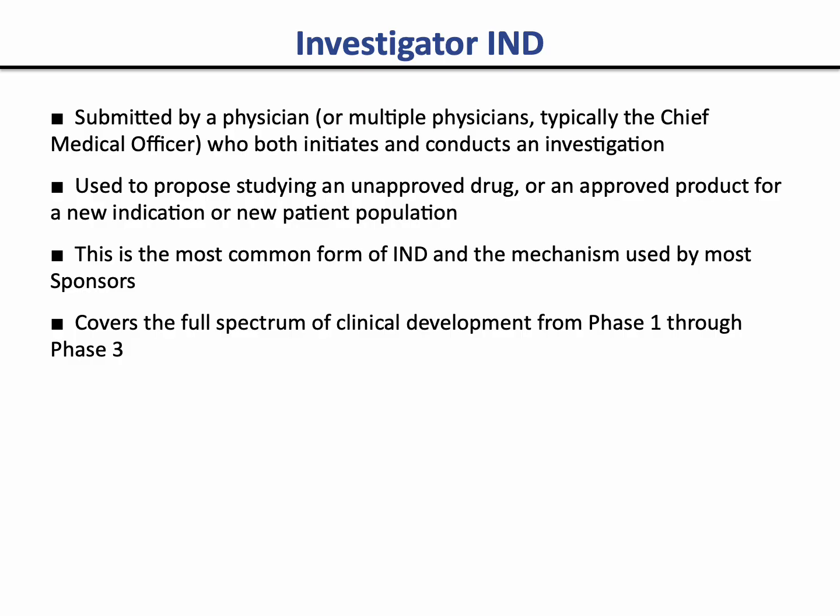Section 3, Clinical Data. This section describes the proposed human studies and the information available to investigators. Required elements include clinical protocols with study design, endpoints, and statistical considerations, investigators' brochures summarizing all available information about the drug, informed consent documents, which may be reviewed by IRB rather than FDA, and prior human experience, if any. Each section will be examined in more detail in the following slides.